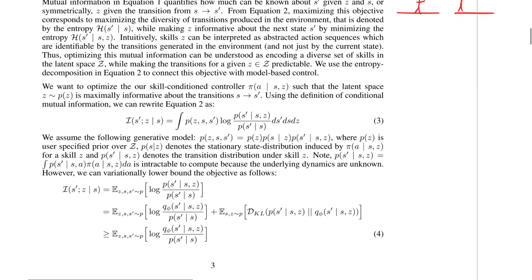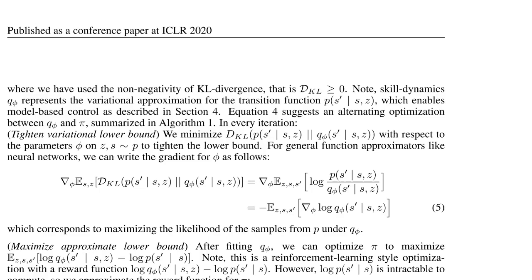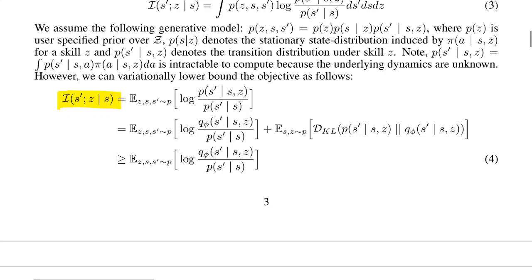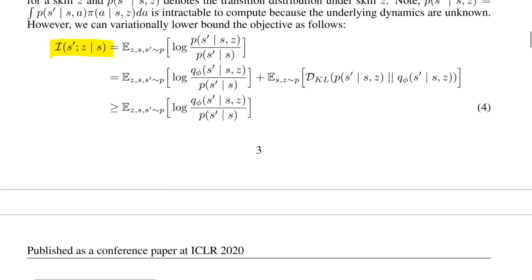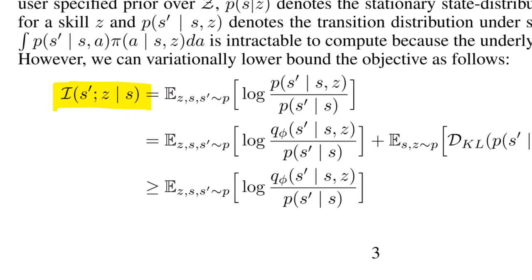And they decompose this into two objectives. So they say the mutual information is basically, what you'll have to do is it decomposes into two terms, a lower bound on the mutual information. And this is kind of the standard variational approximation literature. If you're into that, read up on variational autoencoders and things like this. Basically, the two steps here are you tighten the variational lower bound and you maximize the approximate lower bound. Okay, so you have the mutual information and you can lower bound it by this quantity.